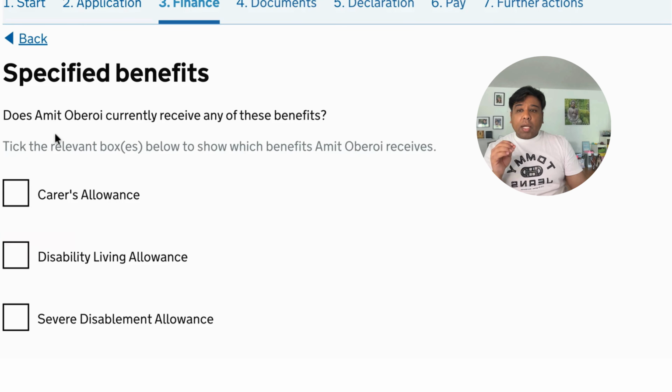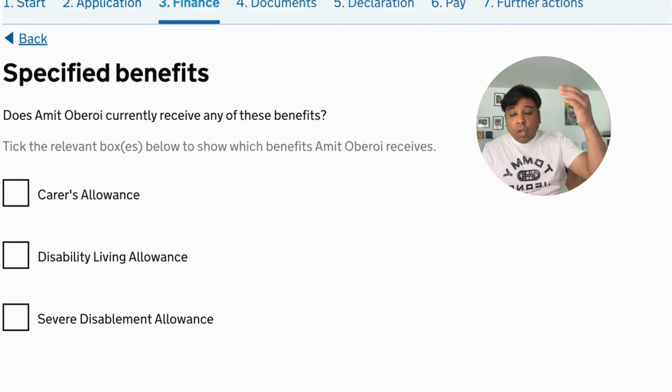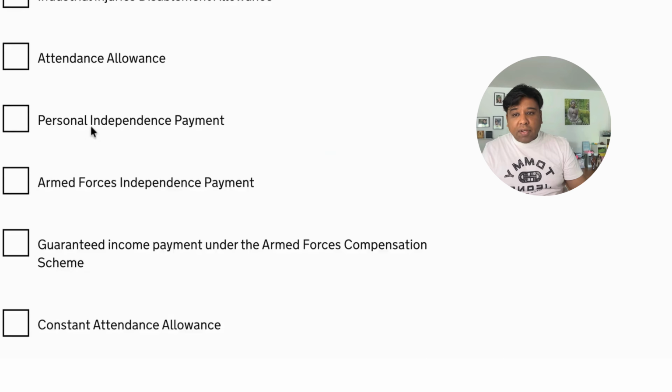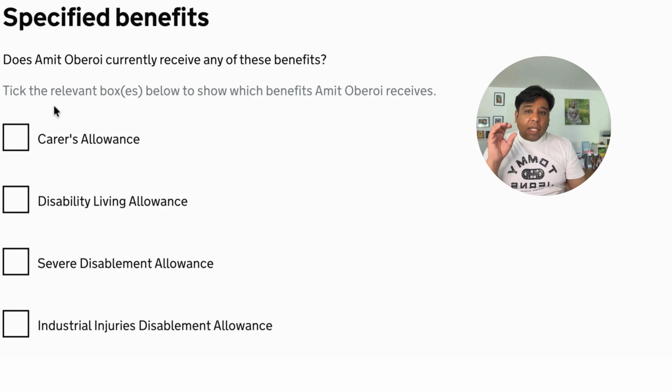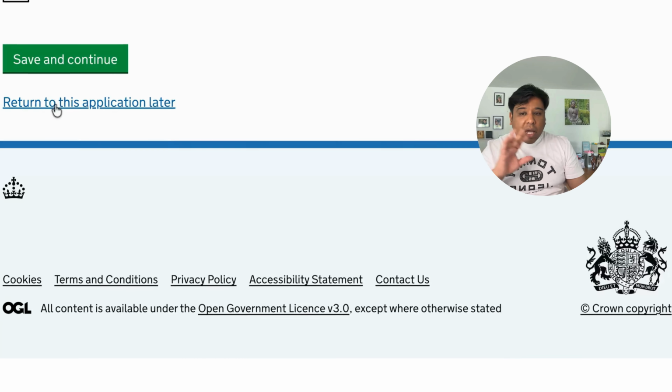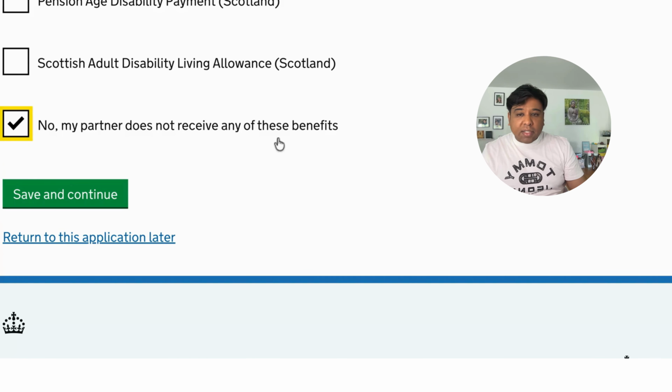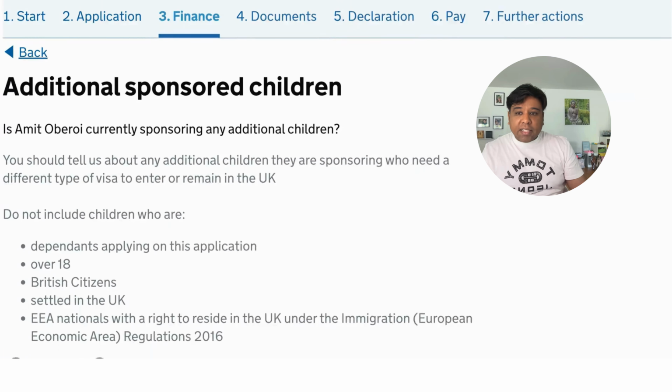Now you have to give the details of whether Amit is on any benefits, because under the spouse visa, the financial requirement is that you and your partner must be making a total of at least 29,000 pounds annually, because that proof would be required. That burden does not need to be met if Amit, the husband or wife who settled in the UK, is on any one of these benefits. If he's on any one of the benefits, then that minimum income threshold does not need to be met. But I would say he's not on any, partner does not receive any benefits. You select this one, click save and continue.